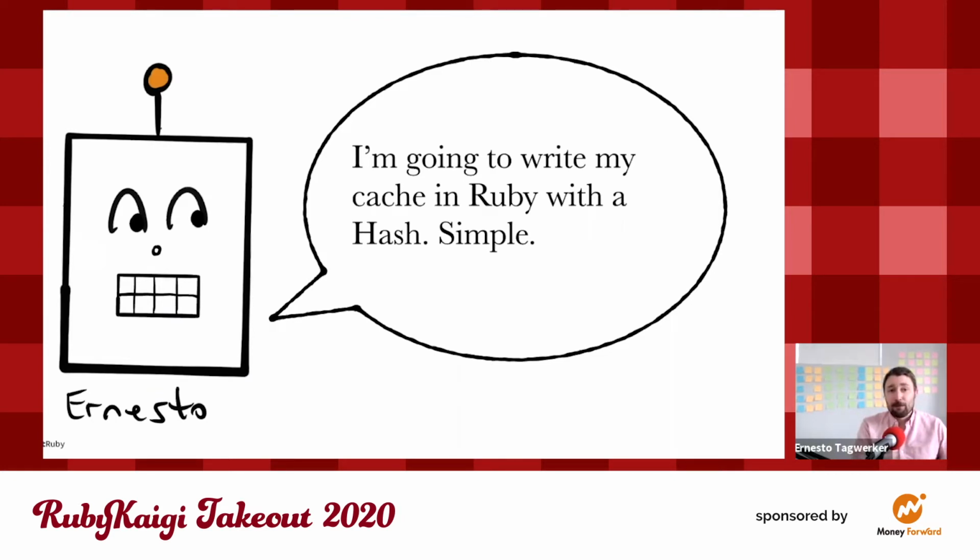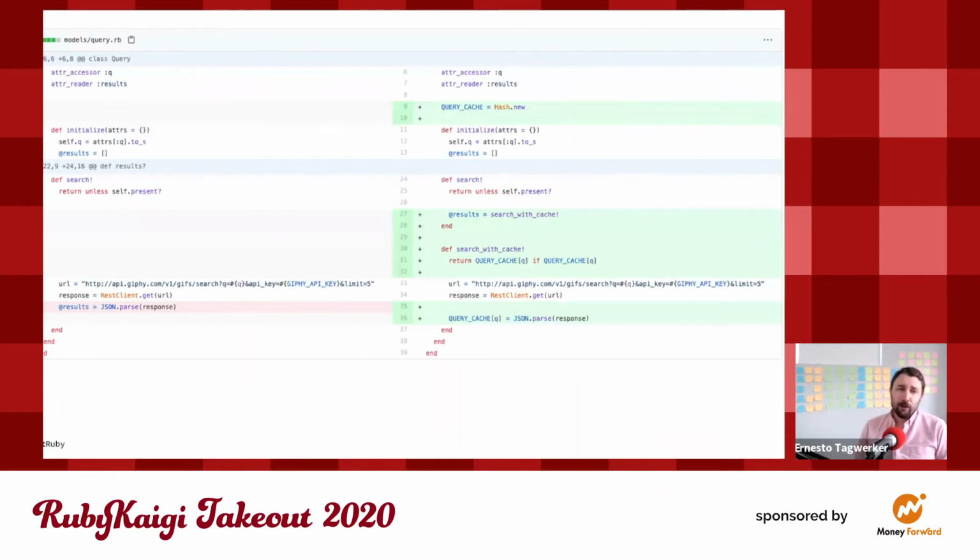I work for a couple of hours and I come up with the next solution. It's a query cache constant that is a hash object. I save the values that I get from the Giphy API in this cache, and I use the keywords as keys. So this guarantees that I won't contact the Giphy API more than once per keyword. So I get it code reviewed, tested, everything looks fine, and I ship it.